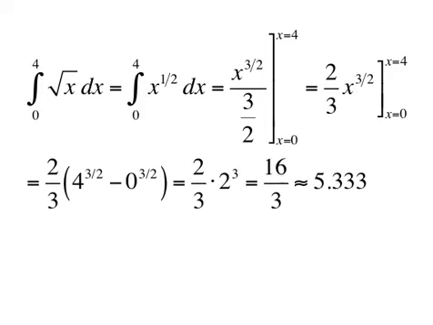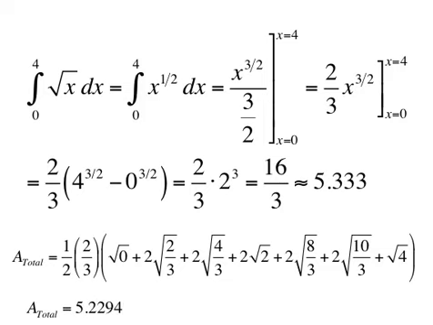Okay, so how good was our approximation with 6 trapezoids? What did we have? We had 5.2294. Well, it's in the neighborhood. It's not great, 5.2294 compared to 5.333, but it's certainly in the neighborhood. And if we wanted a better approximation, we could use more than 6 trapezoids. Let's go ahead and do one more problem.